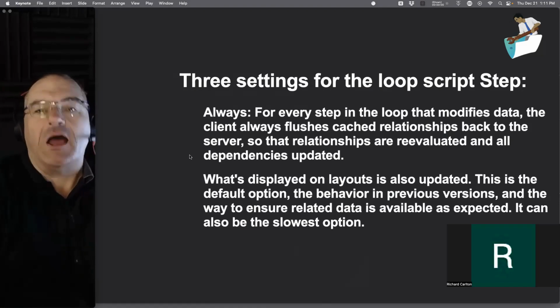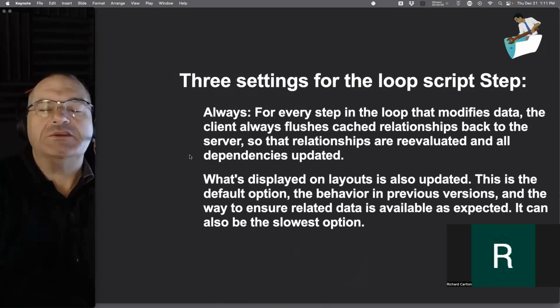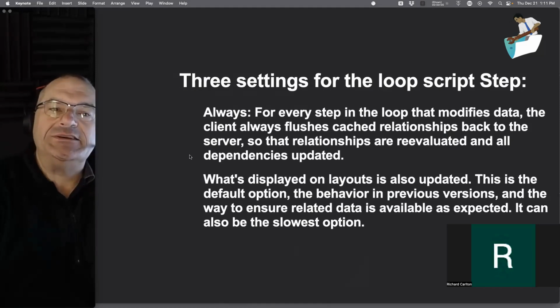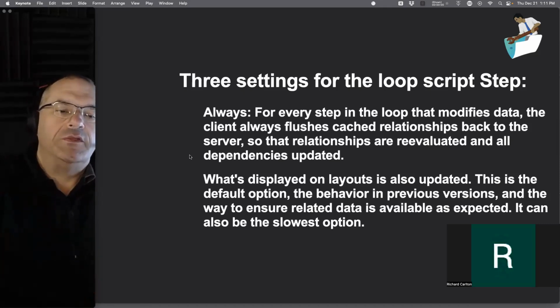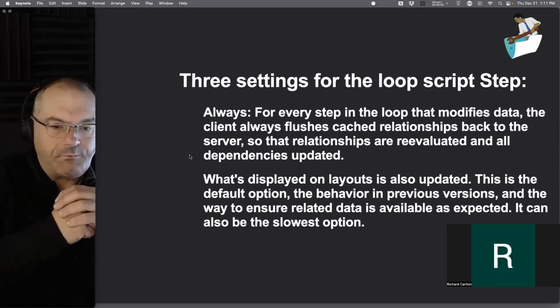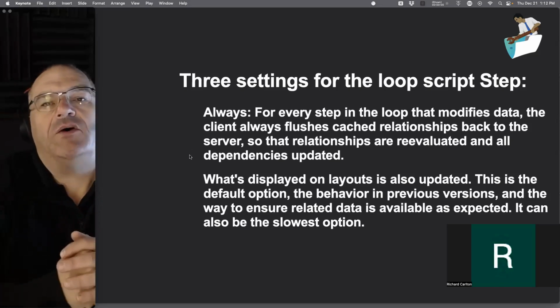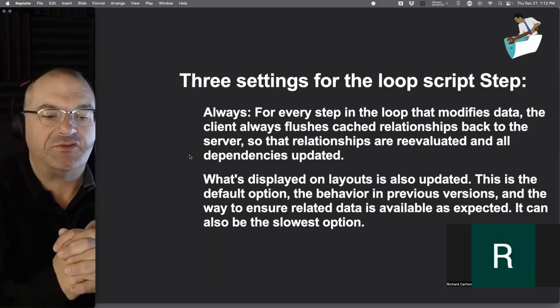If you hear Nick talk about loops, and I totally agree, loops are an abomination, and that's because they're so slow. Well, with this, it's going to give you the possibility of making it go faster. Every time you run a script step that modifies some related data, the data is going to get flushed back to the server, pushed up to the server through the network. The relationships will be reevaluated, the little connections, the little bridges in the relationship. Also, what's on the display may be updated, depending on whether you have the freeze window step enabled, etc.